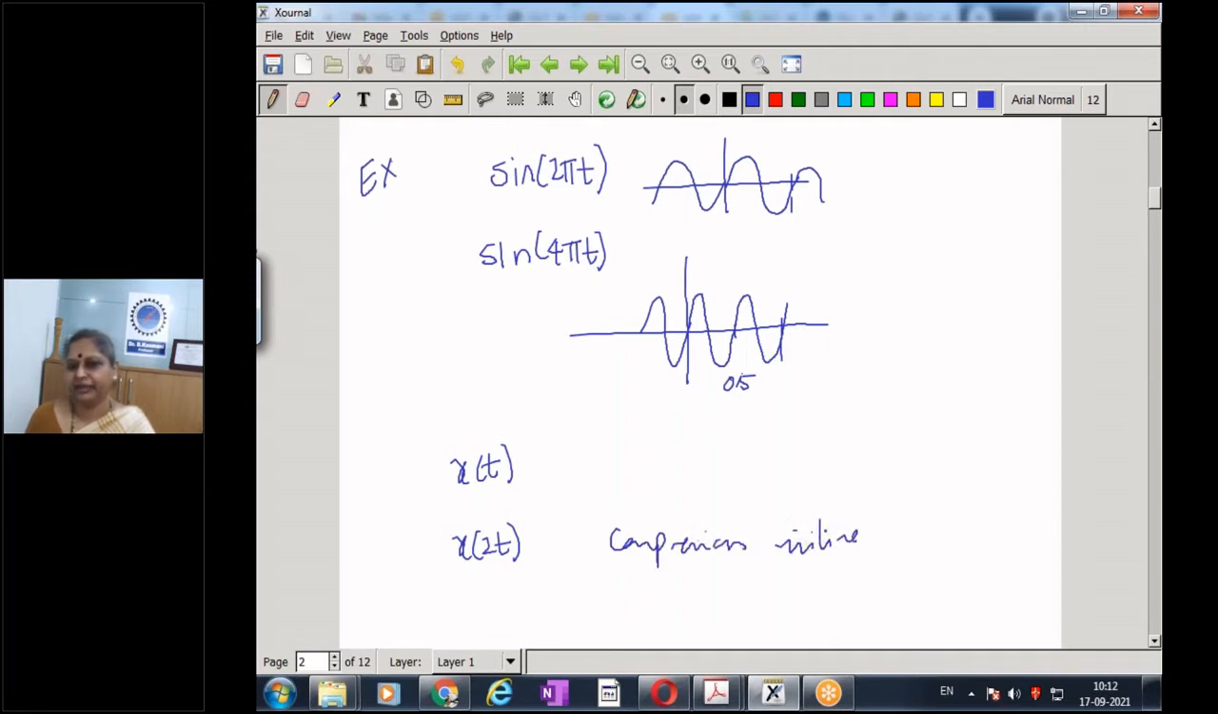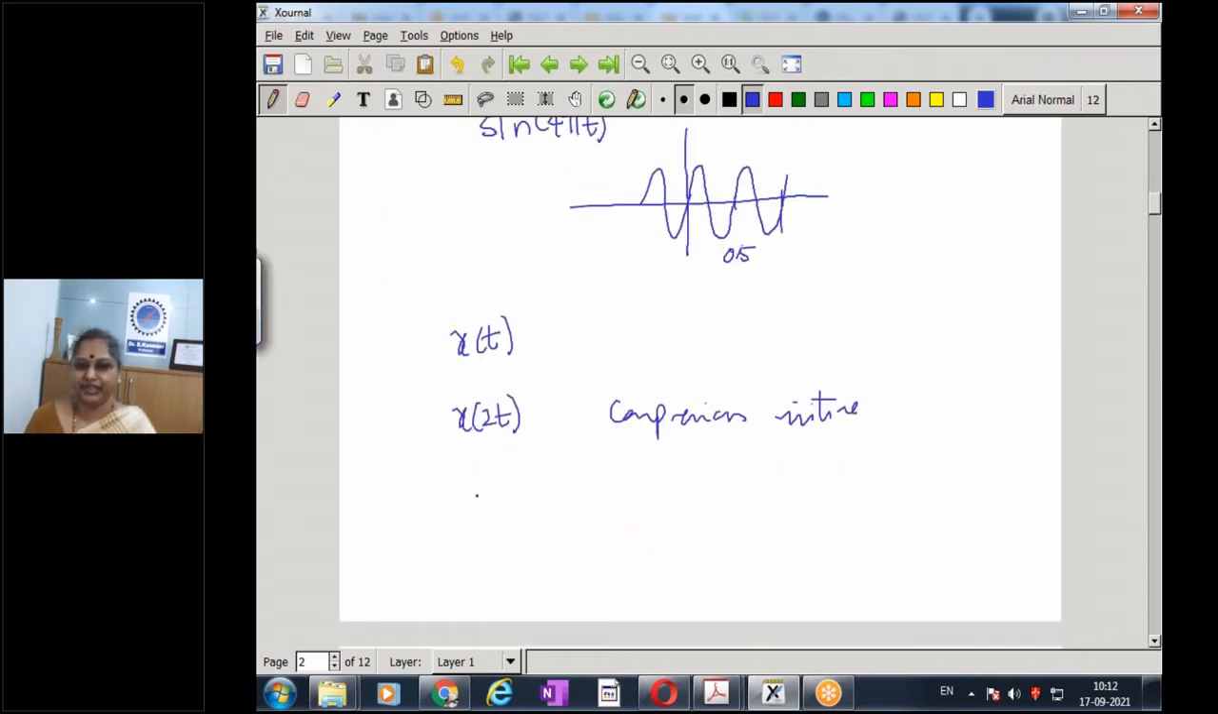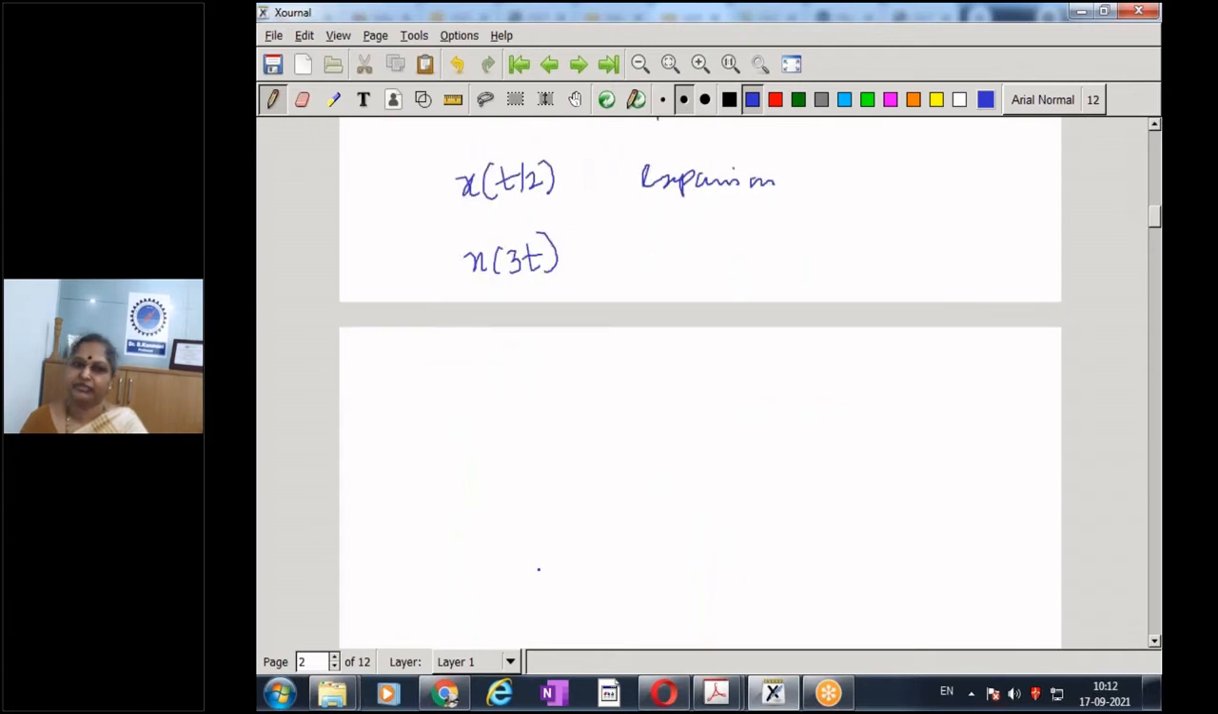Compression in time. This is by observation, and even though we are observing a specific example, it is valid for any signal in general. Similarly, suppose I have x of t by 2. What do you think it will be? x of t by 2 is going to be an expansion. And it need not be 2 always. Suppose it's x of 3t, it is going to be compression by 3 times. So this is what compression and expansion of the signal is.